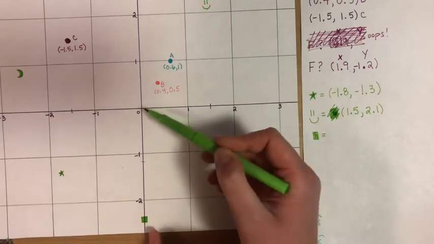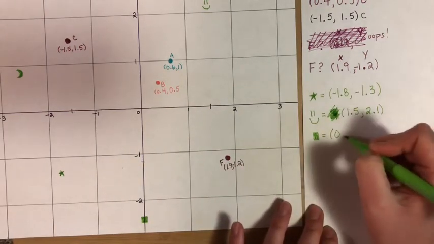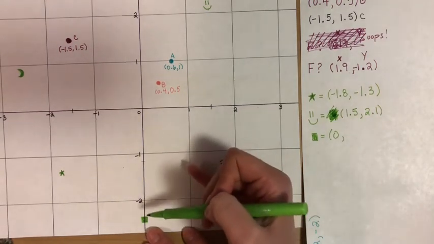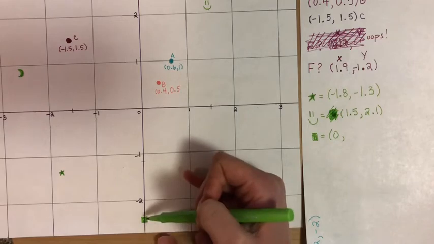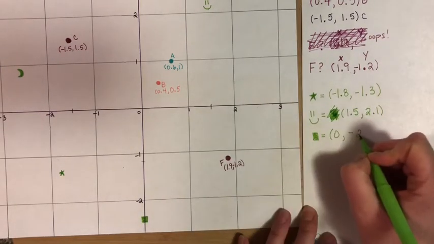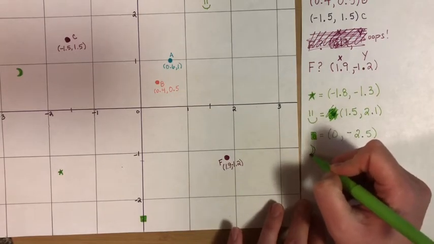We didn't go over at all. We didn't go positive or negative. It's right on the line, so that means that the x is just 0. How easy is that? Then we went down 2, and probably about halfway down that 2's line, so we'll do negative 2.5. And last but not least, the moon.